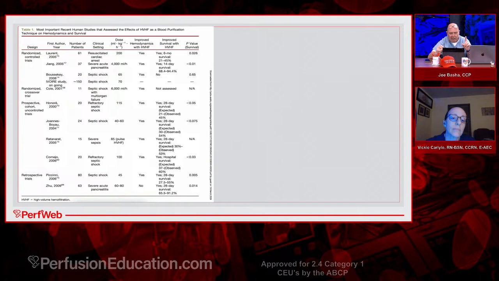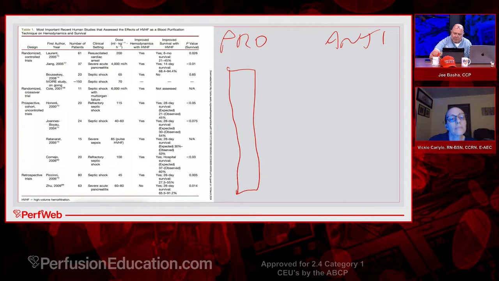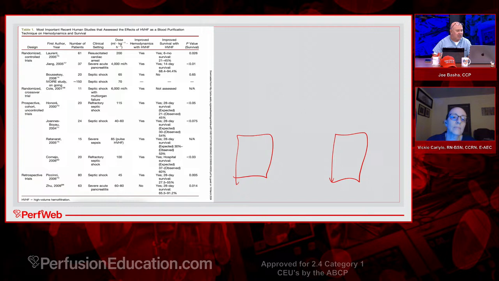Now, there are two different concepts. I think this is very important to talk about. Remember I talked about pro and anti-inflammatory mediators. When your pro-inflammatory mediators are way high and your anti-inflammatory mediators are depressed, the concept is, because you remove both pro and anti-inflammatory mediators with high volume CVVH, you are removing both. But because there is disproportionately much more of the pro, you will remove them disproportionately. And eventually what you're trying to do is get this level reset so that the balance is reestablished. That's one of the theories in high volume hemofiltration.